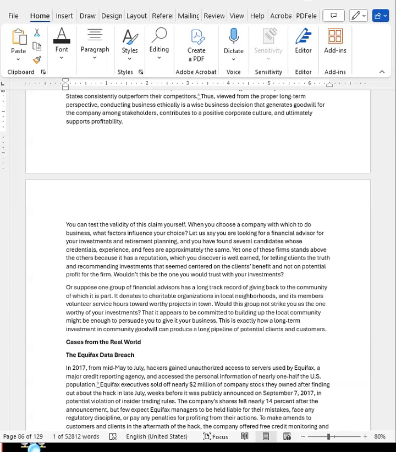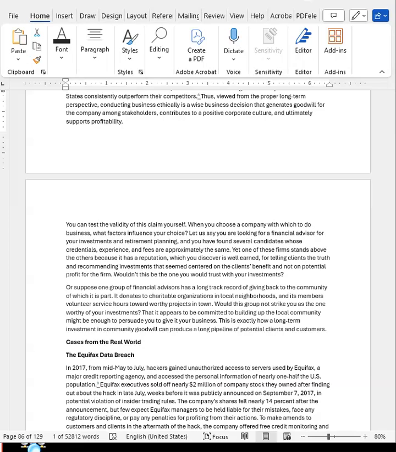You can test the validity of this claim yourself. When you choose a company with which to do business, what factors influence your choice? Let us say you are looking for a financial advisor for your investments and retirement planning, and you have found several candidates whose credentials, experience, and fees are approximately the same. Yet one of these firms stands above the others because it has a reputation, which you discover is well-earned, for telling clients the truth and recommending investments that seemed centered on the client's benefit and not on potential profit for the firm. Wouldn't this be the one you would trust with your investments?